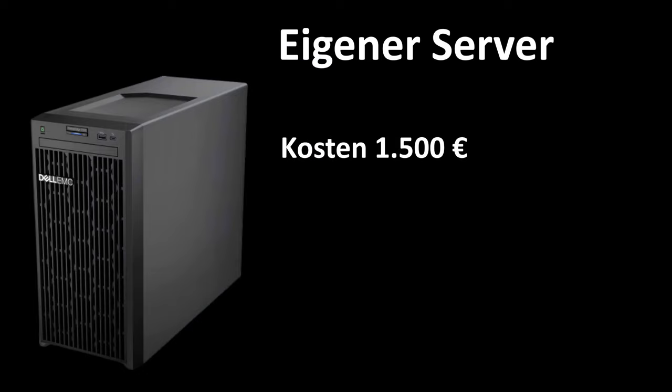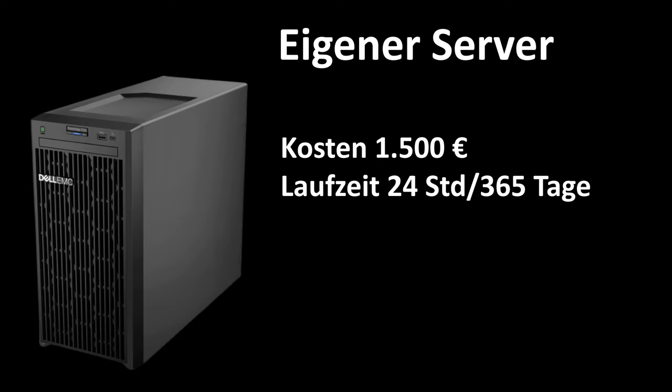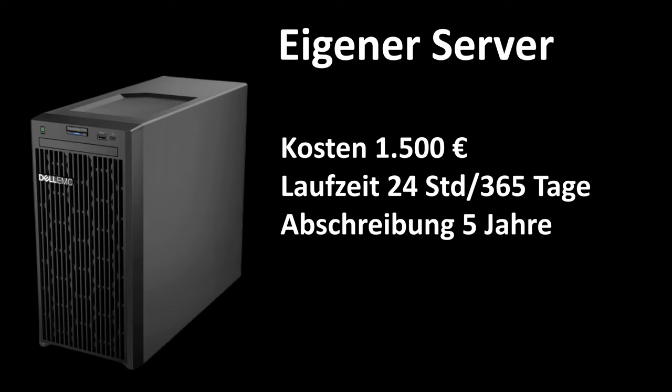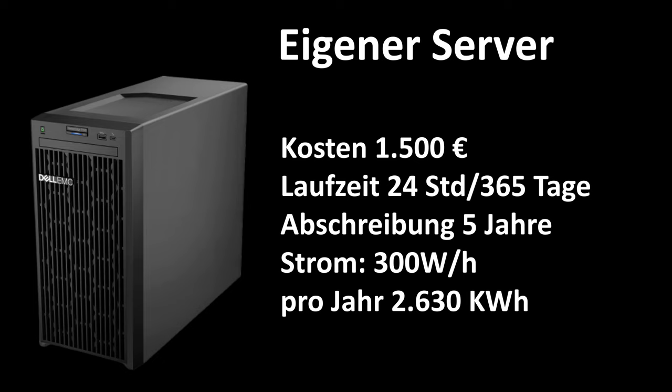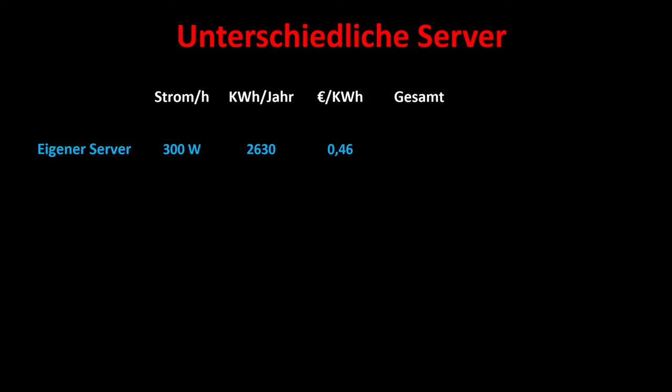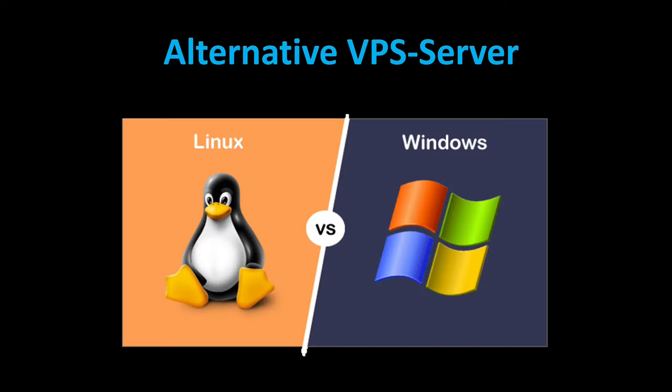It costs 1,500 euros, runs 24 hours a day and 365 days a year, amortization within 5 years, power consumption 300 W per hour, that is 2,630 kilowatt hours, at 46 cents per kilowatt hour, that is 1,200 euros electricity costs per year. Depreciation over 5 years is 300 euros, so the total costs are 1,500 euros per year. The alternative would be a VPS Linux or Windows server.